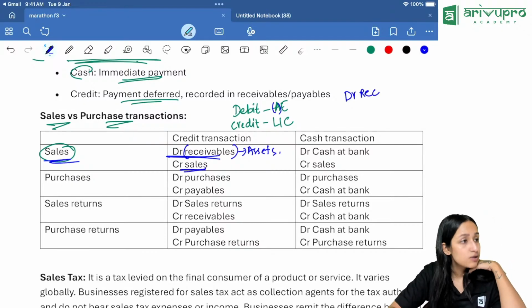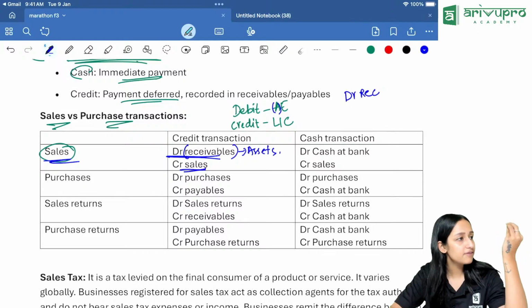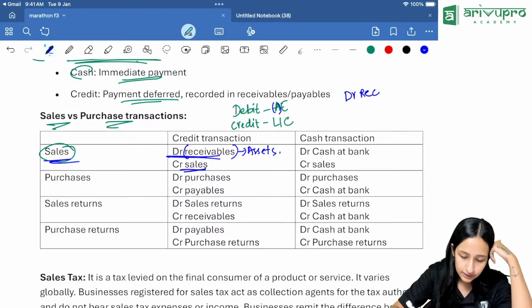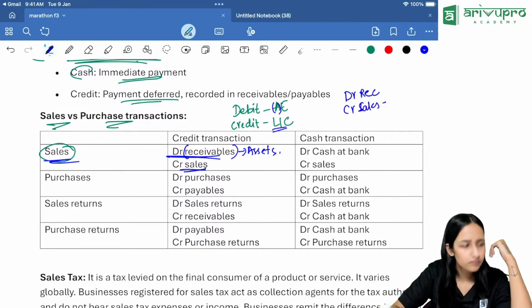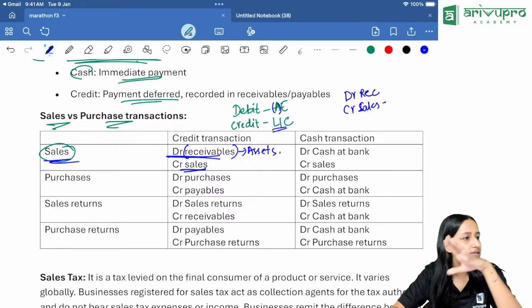Credit sales. What is sales? Sales is nothing but revenue. It is income. Income is increasing here, so it goes on the credit side. Got it? This is how easy journal entries are.